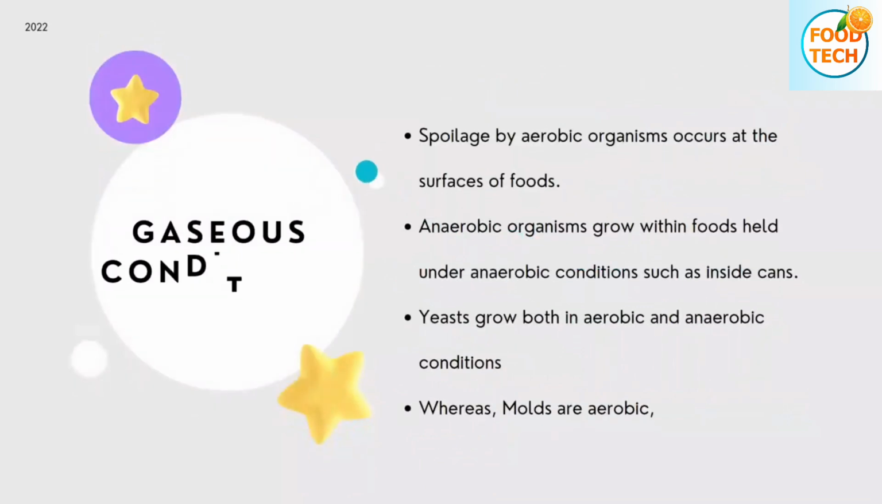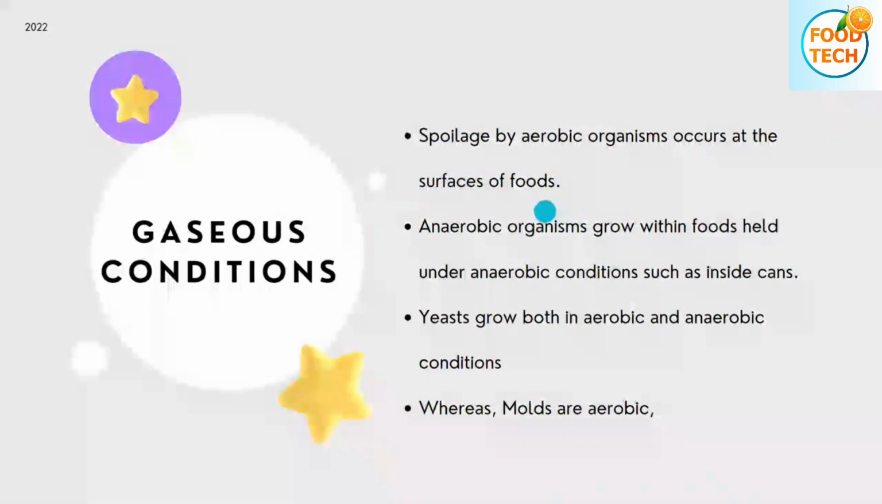So moving ahead, the next point is the gaseous condition. As you all know, bacteria are living organisms. Yeast and mold are also living, but they can survive in aerobic as well as anaerobic conditions. Bacteria require oxygen; if they do not have oxygen, they cannot survive. Spoilage by aerobic organisms occurs at the surface of the food, the place where oxygen is present. That is why you would find bacteria, since they are aerobic, majorly on the surface of the food.